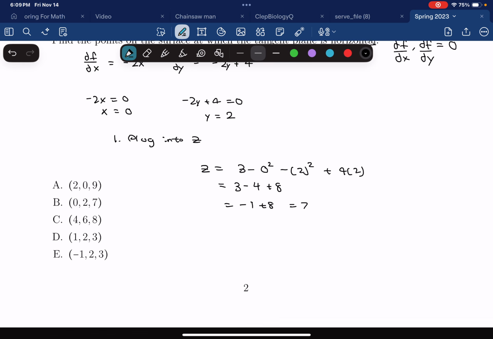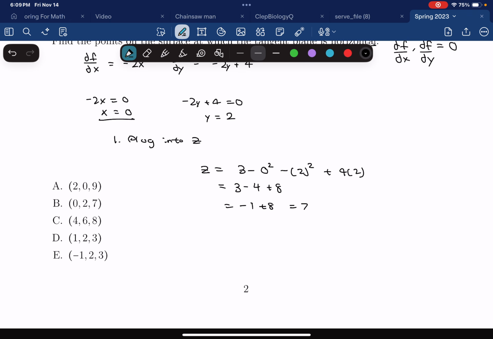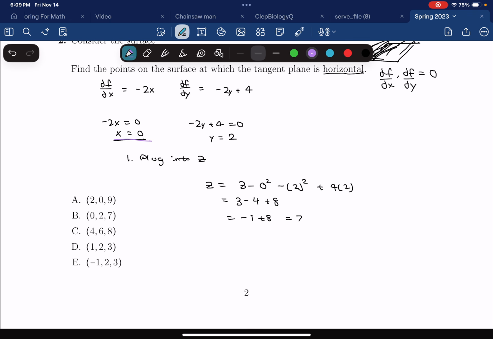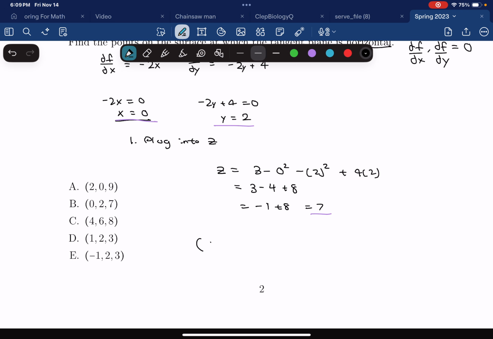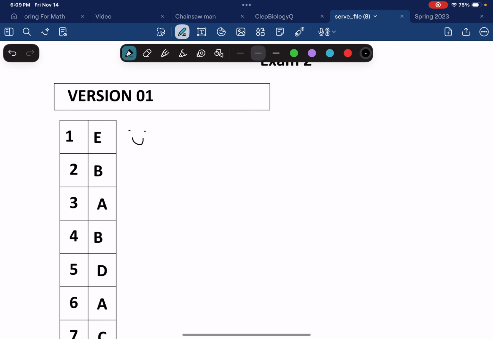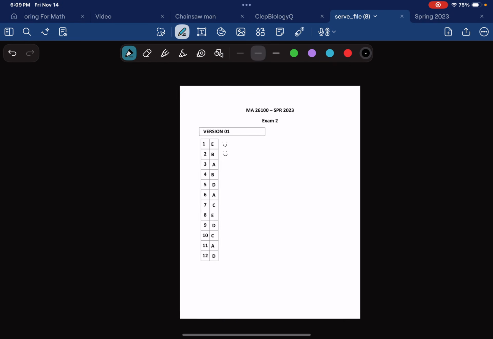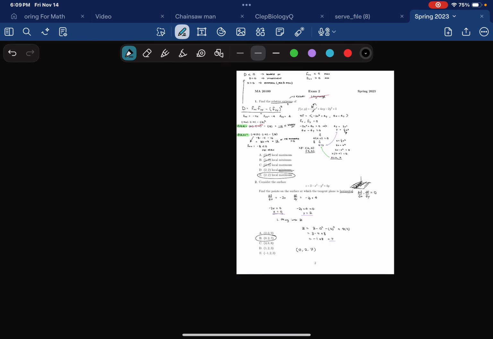So now we know that our points will be 0, 2, and 7. So our final point is (0, 2, 7), which is answer choice B, which in this case is correct. Okay, moving on.